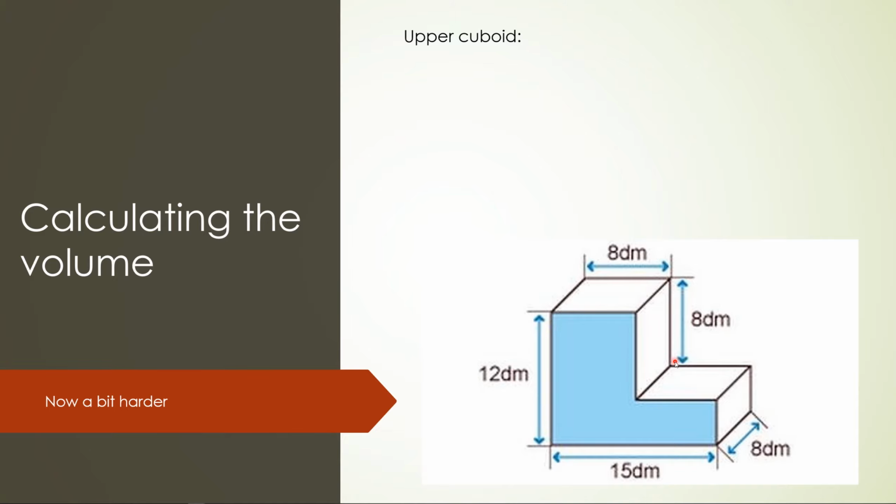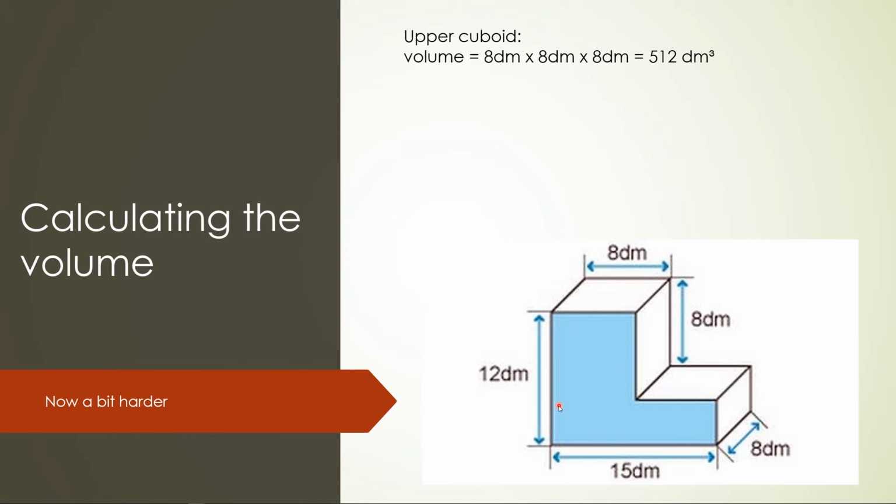It has a height of 8 decimeters, a width of 8 decimeters, and a length of 8 decimeters. So the volume of this one is 8 times 8 times 8, leaving us with 512. And we do decimeter times decimeter times decimeter, so it's to the power of 3. Don't forget this. 3.